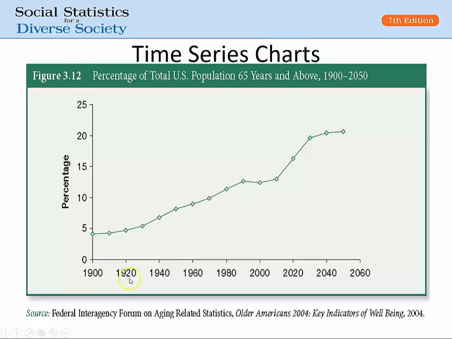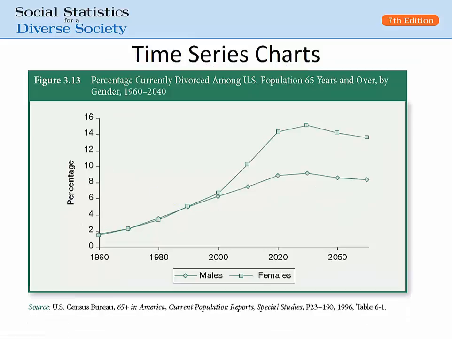And we can see that this goes out to 2060, which of course we're not there yet. So there are projections. So this was done, 2004 down here. Key indicators of well-being. That's the data source. So it looks like it probably ended right about here, and they're just projected increase between really 2004 and 2060. We can also use time series charts to compare different categories.